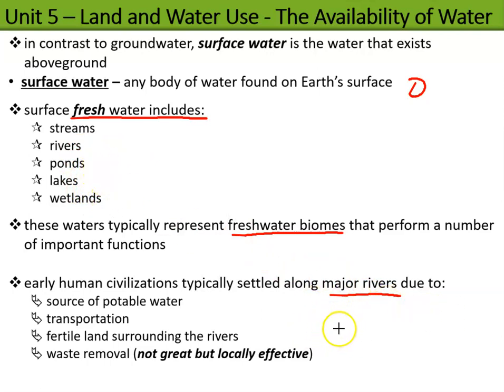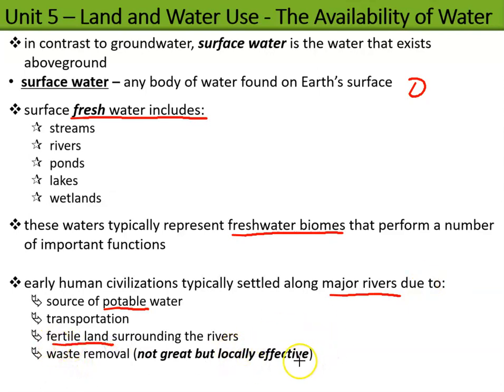But a river does have a couple of additional functions that a lake may not have. First of all, it is a source of potable water. Remember, potable means drinkable water. But because the rivers and streams are moving water, they also provide a relatively easy mode of transportation, especially if you're going downstream. They also, and we'll get into this a little bit more in the next couple of slides, rivers are frequently, and much more so than ponds and lakes, surrounded by fertile land.